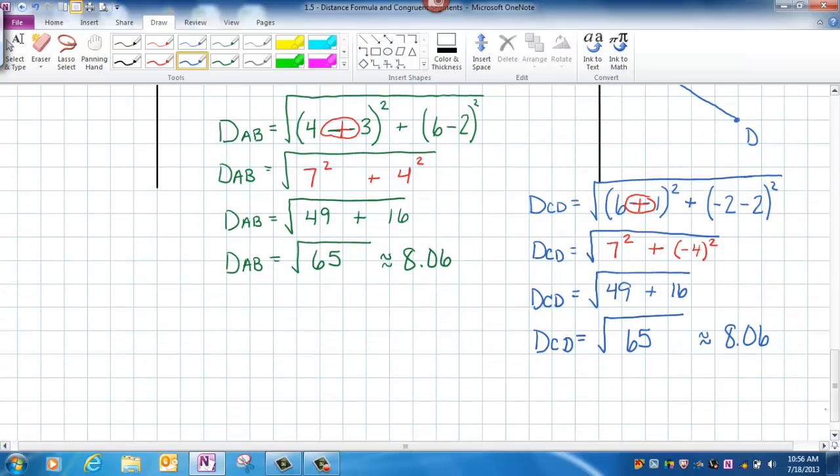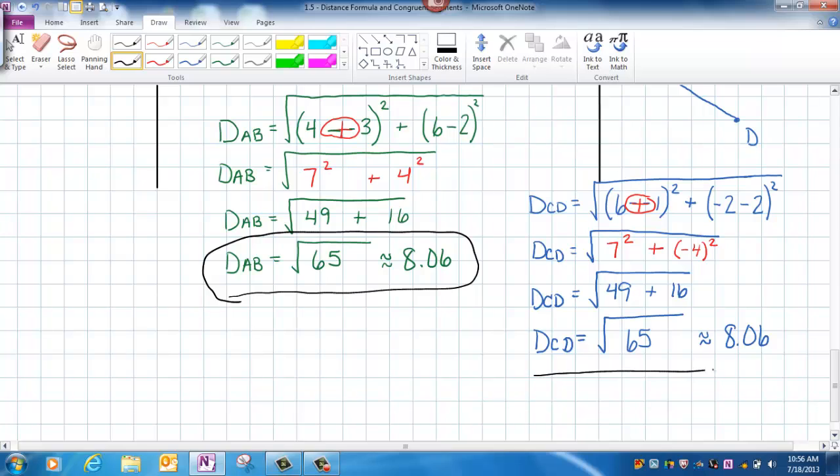Now, if you notice then here, the distance from point A to point B was approximately 8.06 units long. Same thing for the distance between point C and point D. So based on what we talked about earlier in the lesson, we can say that segment AB is congruent to segment CD because they have the same measure. It's the same distance.